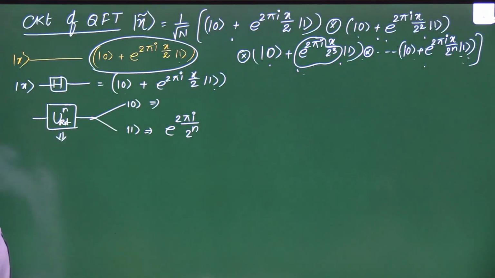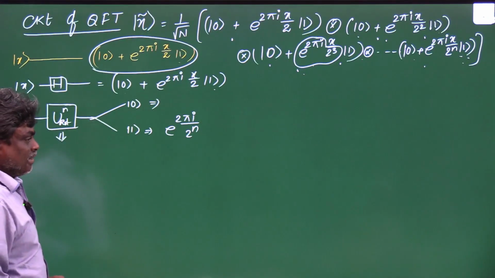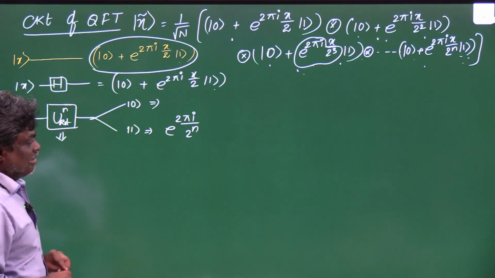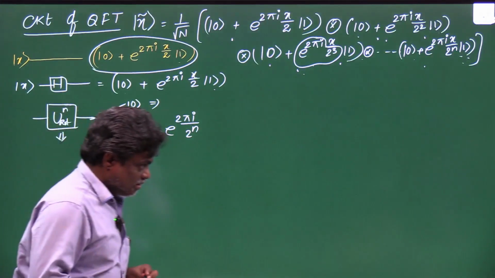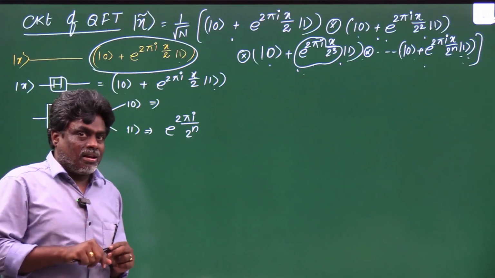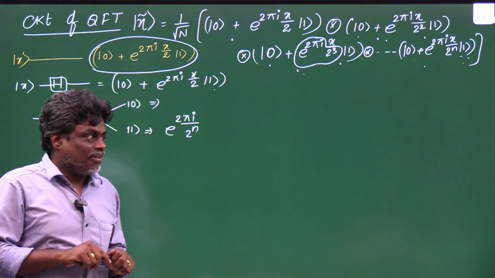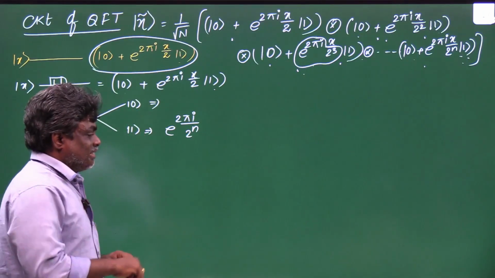They will write like this, Un. Sir, what is this Un? Un is a unitary matrix. What is n? It will be tensor. No, operating on the nth qubit.